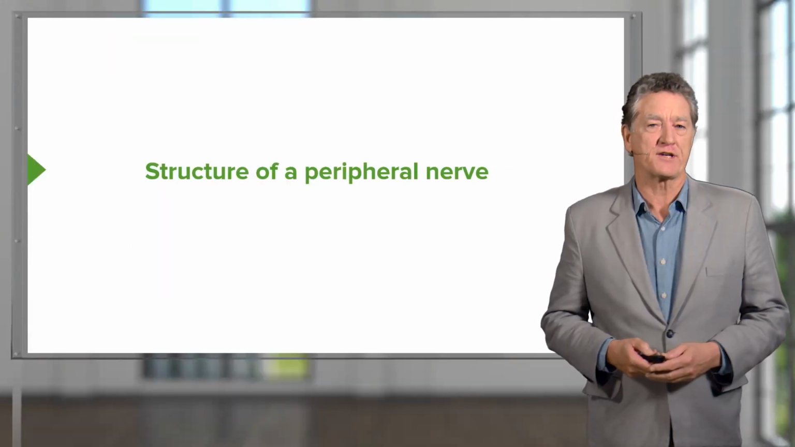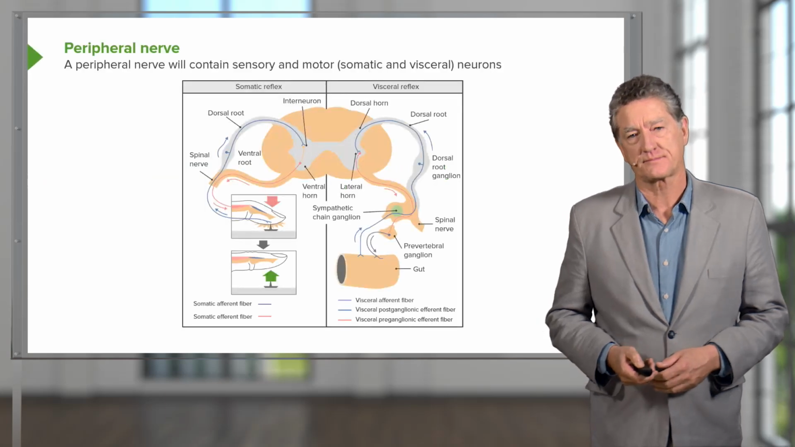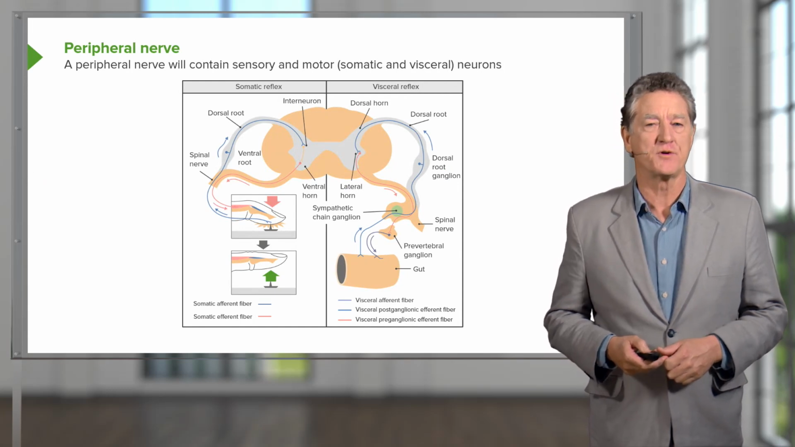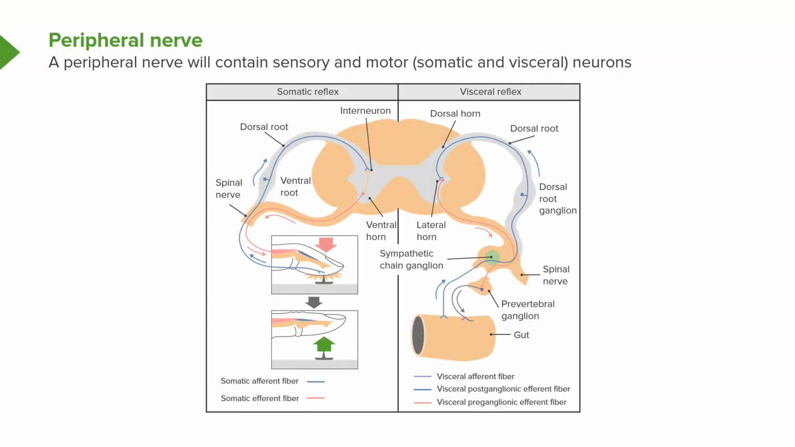Let's now look at the structure of a peripheral nerve. Here is a diagram showing you a section through the spinal cord. The spinal cord is in the middle of the diagram. It has two components. One is coloured yellow, that's the outer white matter, and the internal butterfly or H-shaped structure is called the grey matter. Concentrate on the grey matter. It has two components. It has a ventral horn and a dorsal horn on either side.